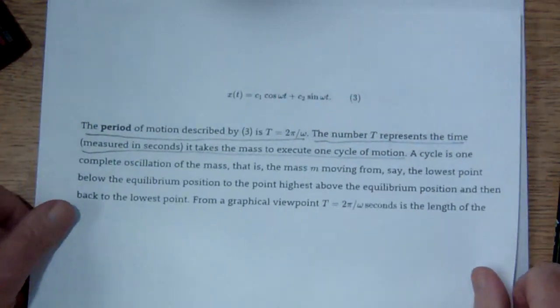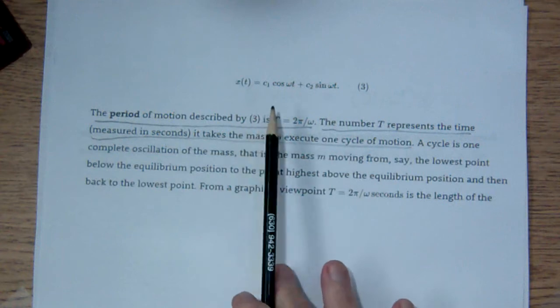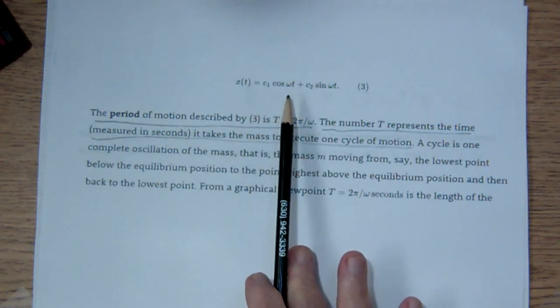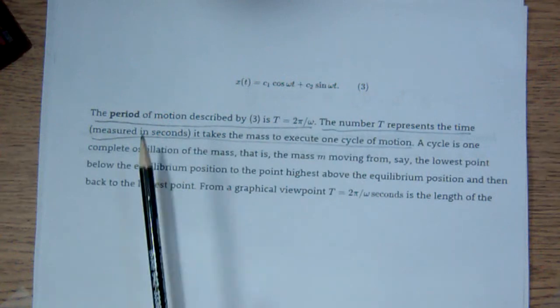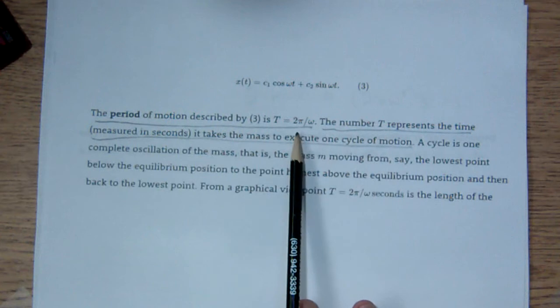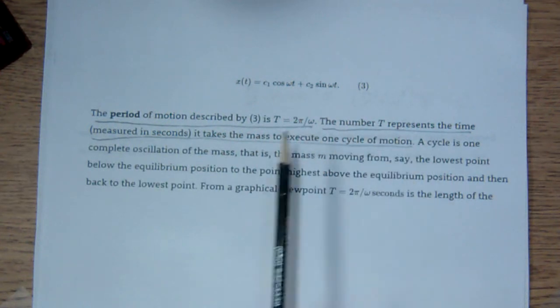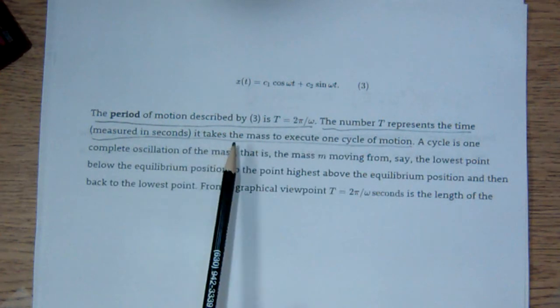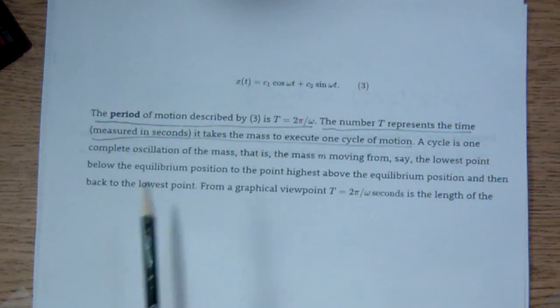This is one of those equations that you've sort of memorized, and we know that x of t is going to be c1 cosine omega t plus c2 sine omega t. The period of this motion is T, and T is 2 pi over omega. T represents the time in seconds it takes the mass to execute one complete cycle of motion up and down.